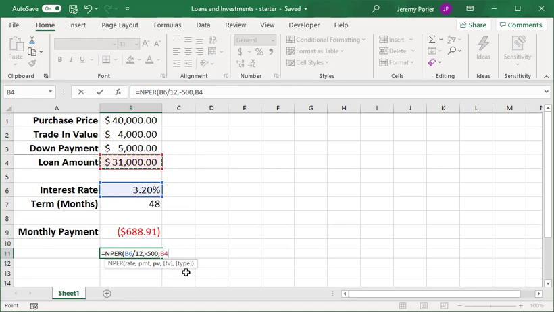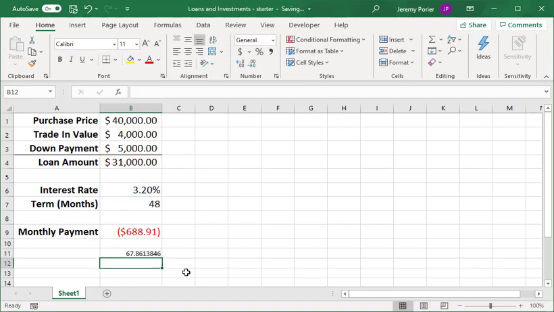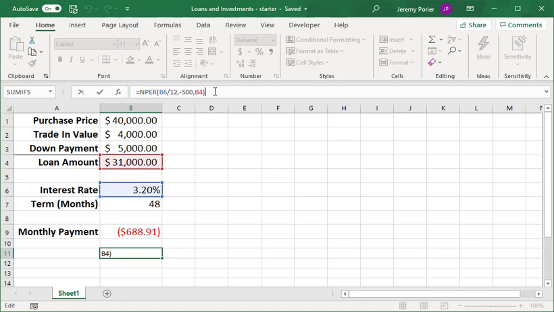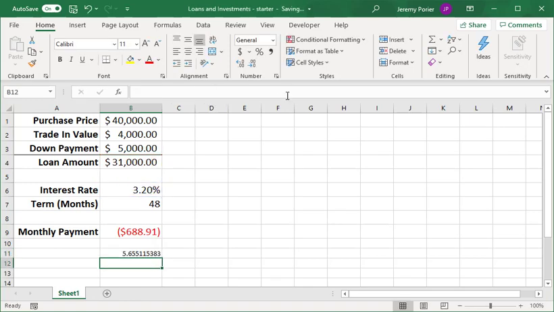So when I close the parenthesis here and hit enter, what NPER tells me is that it will take me 67 payments, almost 68, to pay off this loan at a payment of $500. And so I can take that number and perhaps divide it by 12, which would be a little over 5.5 years. And so what that gives us the option to do is to say, well, how much can you pay? I can pay this much. Well, then we're going to have to do a loan of a certain duration.